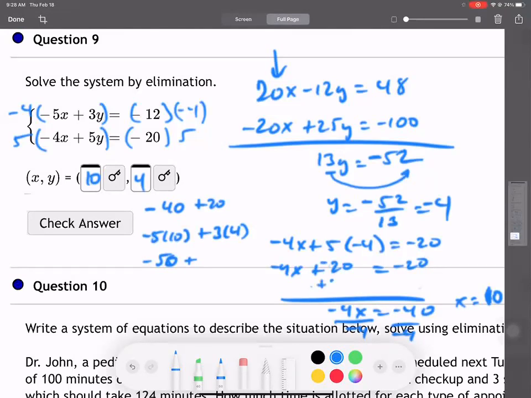So we're going to add 20 to both sides. That gives me a 0 in the end. Whoosh. That's a 0. Negative 4x equals 0. X is 0 then. Okay? If x is 0, let's try this again.